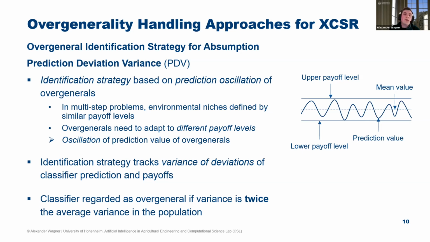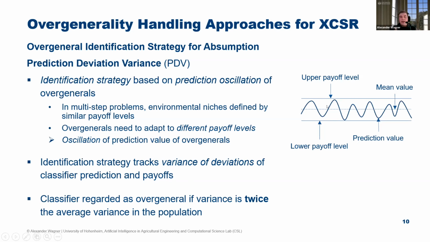We also designed a new identification strategy for overgenerals for Absumption, which enables the application of Absumption in multi-step problems, and that's the prediction deviation variance. This identification strategy is based on the increased prediction oscillation of overgenerals. In multi-step problems, the environmental niches are defined by similar payoff levels. And as the definition of overgenerals says, the overgenerals cover multiple different environmental niches, and therefore they cover different payoff levels. So, for example, if an overgeneral classifier covers two environmental niches, one with a lower payoff level and one with a certain upper payoff level, the prediction value will oscillate between these payoff levels.